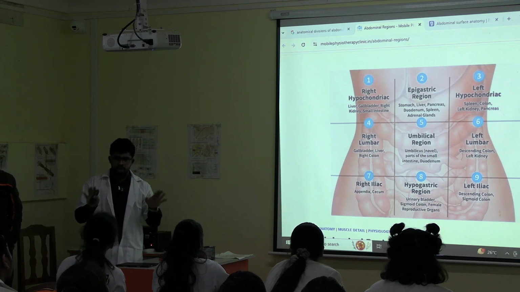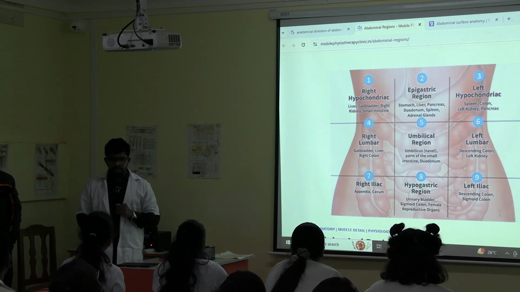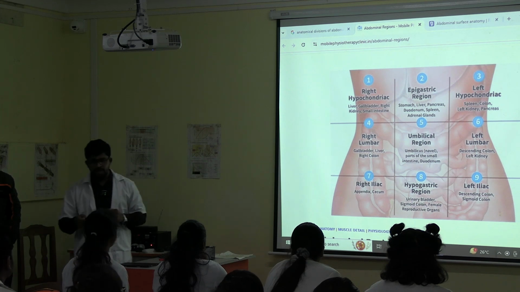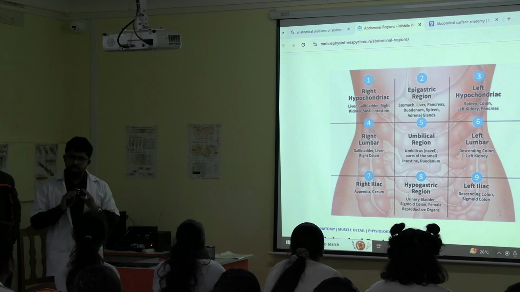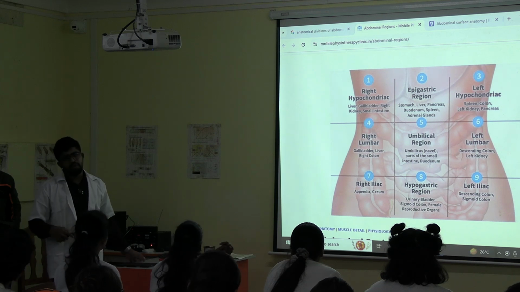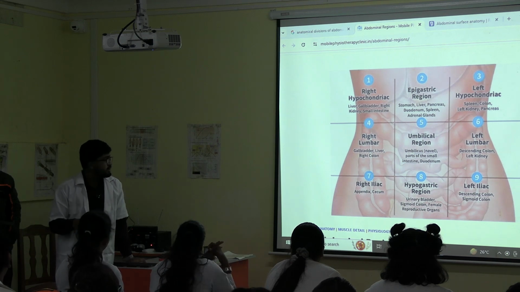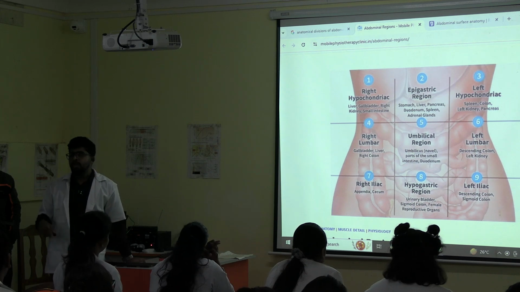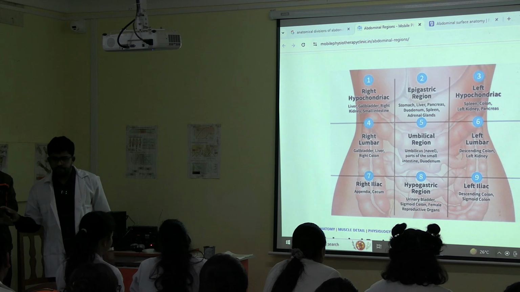You know where to palpate. Once you diagnose this patient may have appendicitis, you know definitely where to palpate. And whenever you find after pressing that there is tenderness in the right iliac fossa, you are completely sure this patient is suffering from appendicitis. So that's where lies the function, or mostly the importance, of knowing the 9 regions of the abdomen.